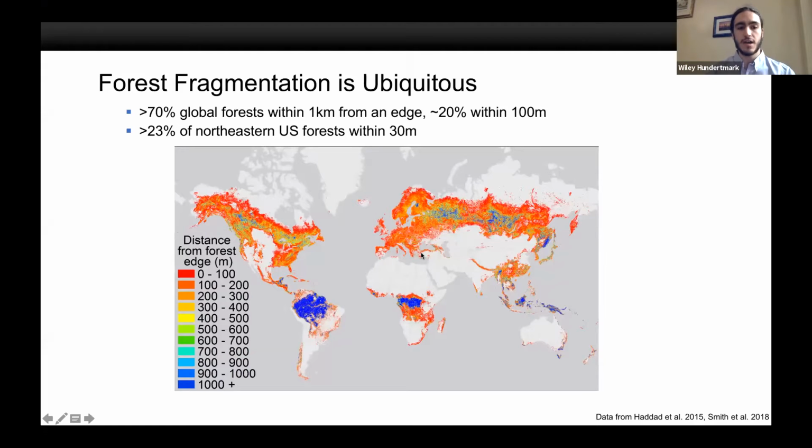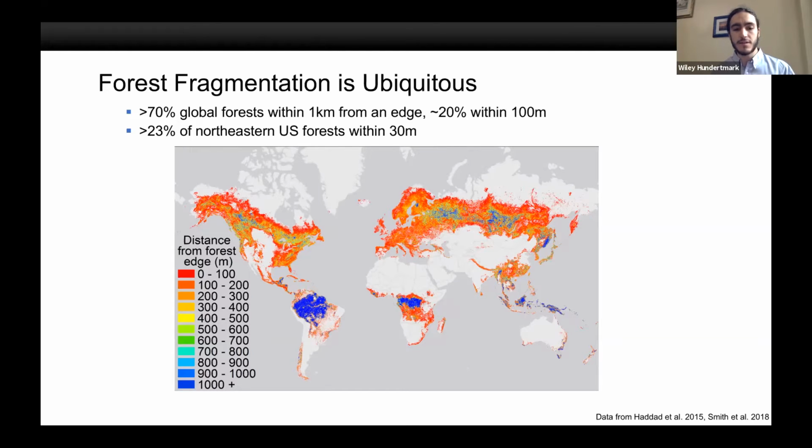So my research stems from this idea of forest fragmentation, that as developed areas and deforestation are increasing over the whole landscape of the world, forests are becoming increasingly fragmented. Research has found that more than 70% of global forests are within a kilometer of an edge, around 20% are within 100 meters of an edge, and a little bit more locally, almost a quarter of northeastern US forests are within 30 meters of a forest edge.